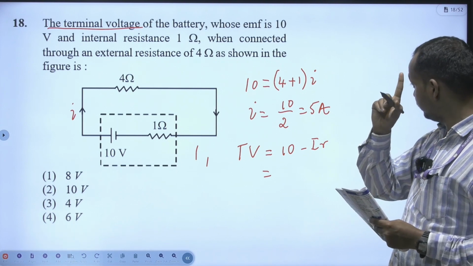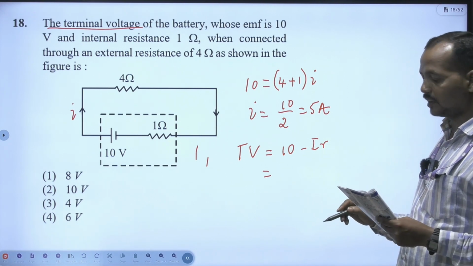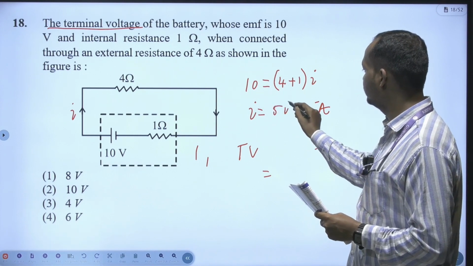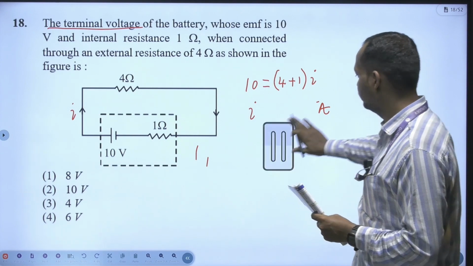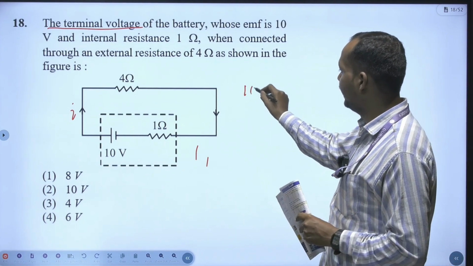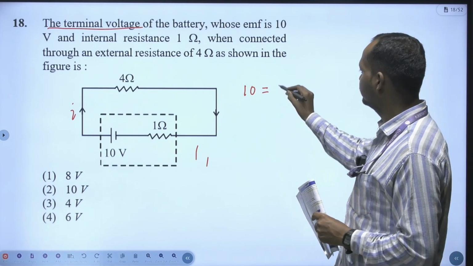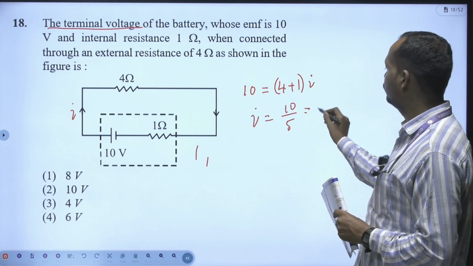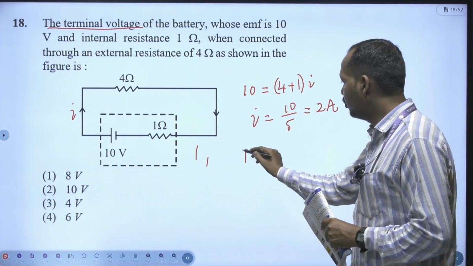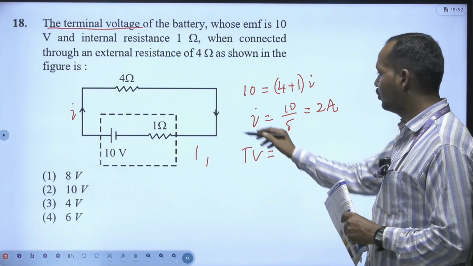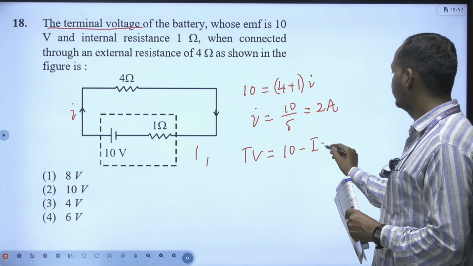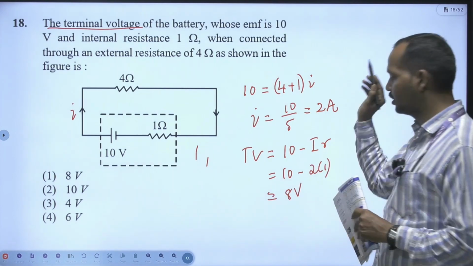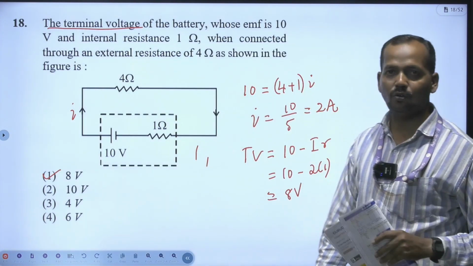Sorry. Current is 5 ampere, so current is 2 ampere, sorry. One minute. Here 10 is equal to 4 plus 1 into I. Then I is equal to 10 by 5, which is equal to 2 ampere. Yes. So then what is terminal voltage here? Total voltage minus I into R, which is equal to 10 minus 2 into internal resistance 1, which is 8 volt. Therefore, your answer is 8 volt terminal voltage.